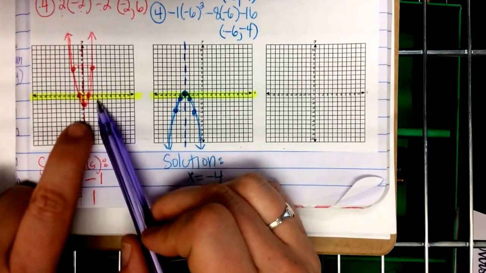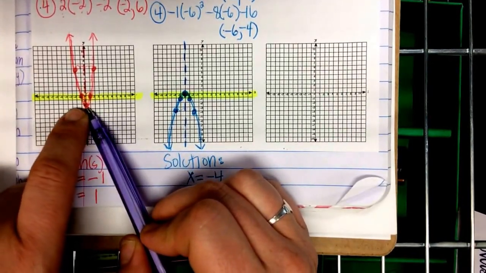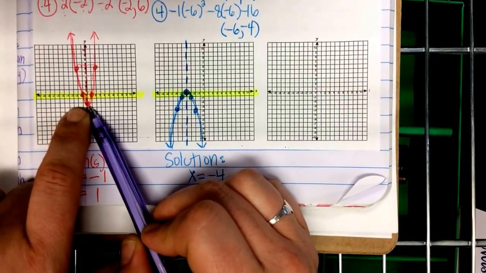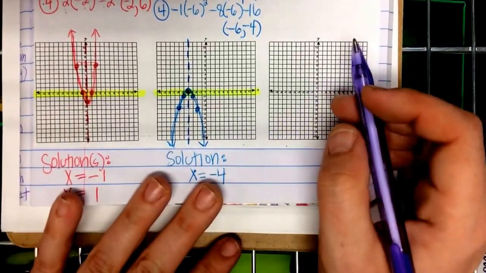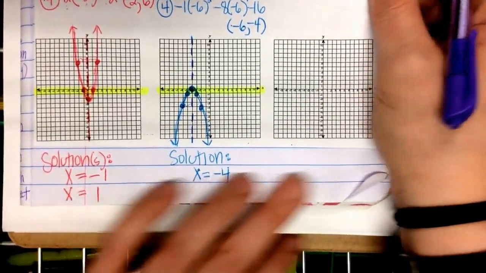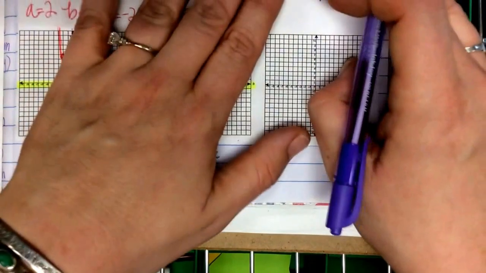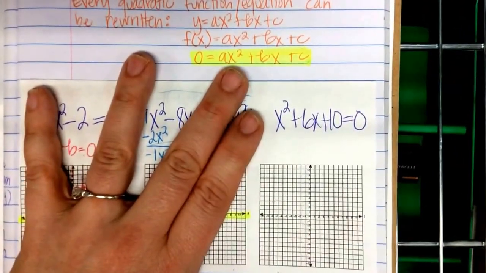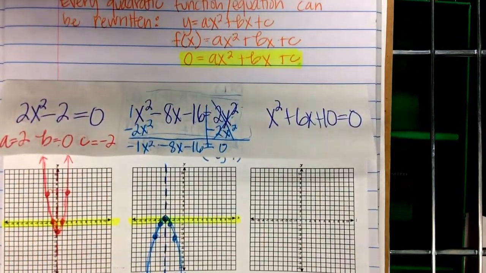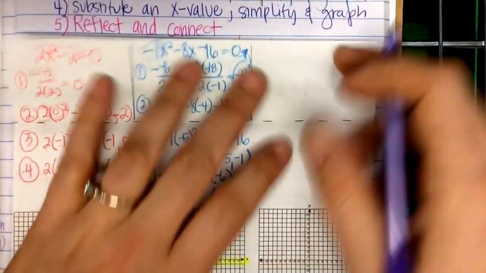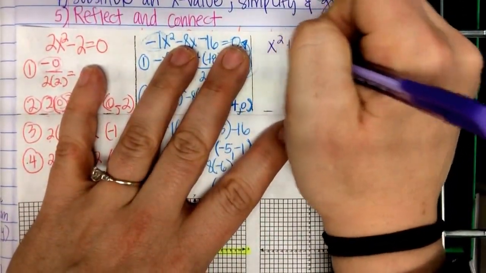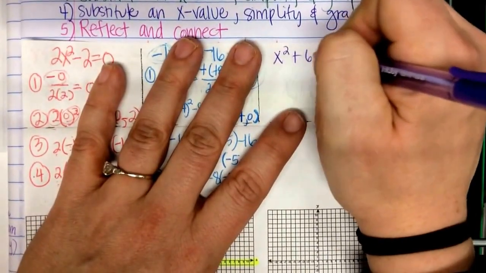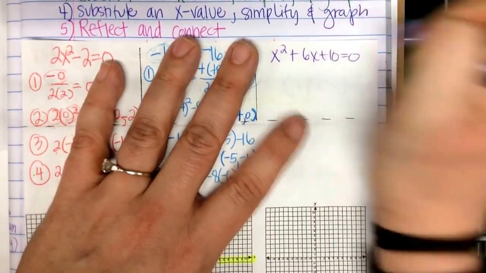But like on problem number 1, did you have to do the graph? Yeah. So if you can see that, it doesn't happen very often. All right, so you try this one. So x squared plus 6x plus 10 equals 0.